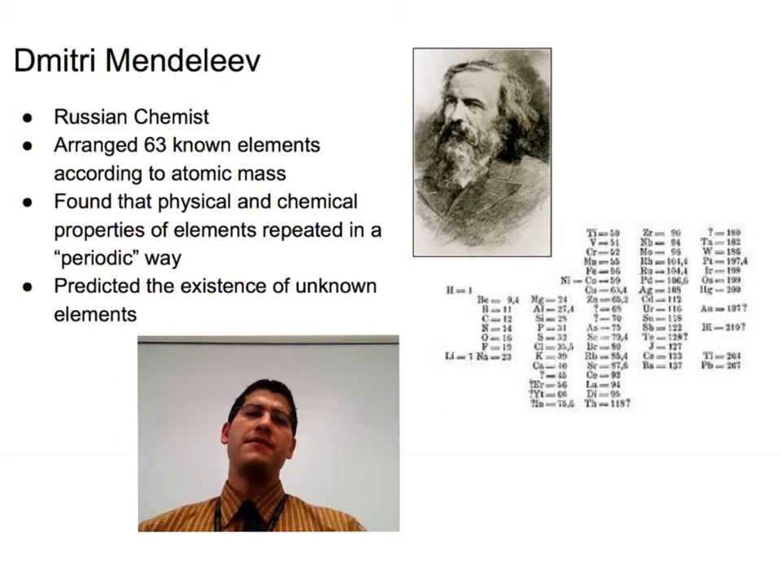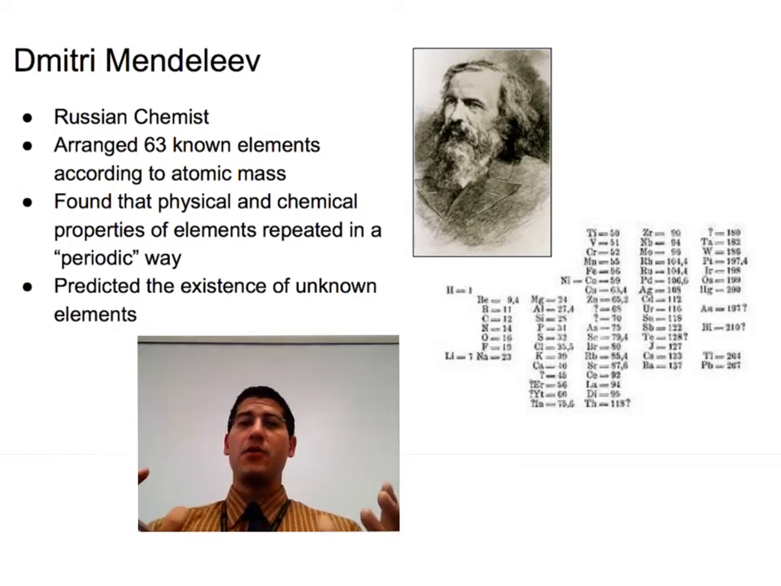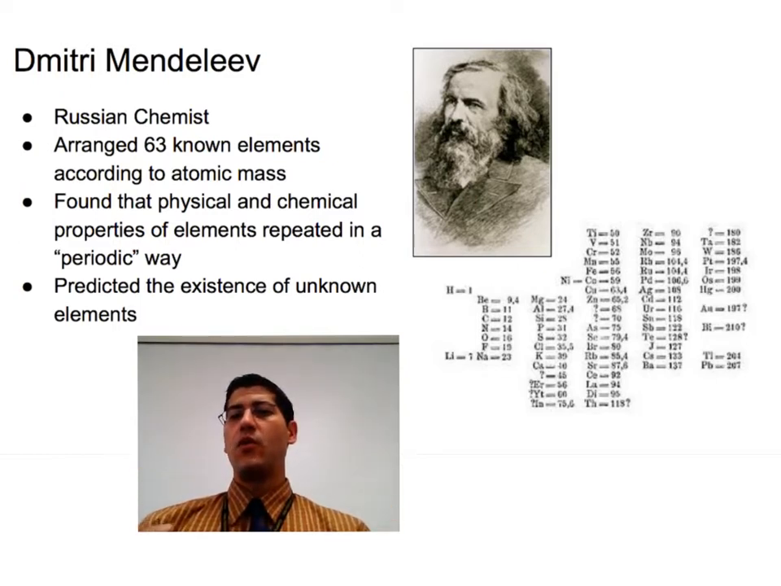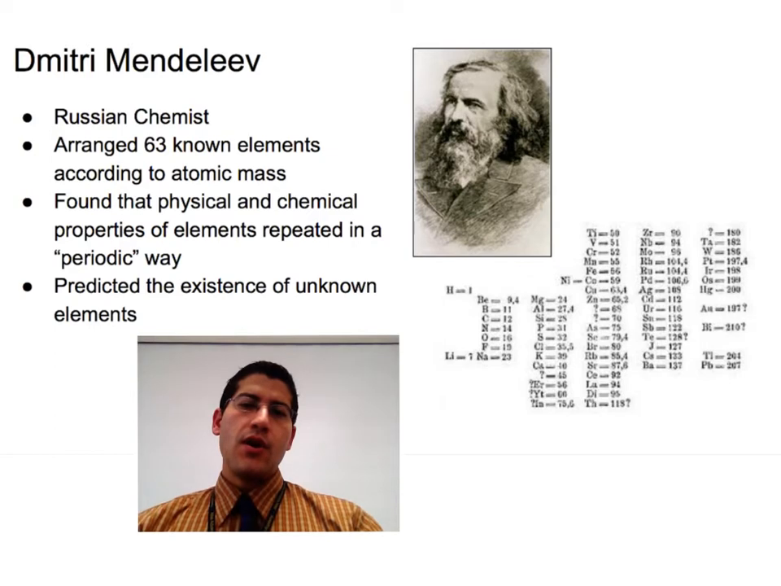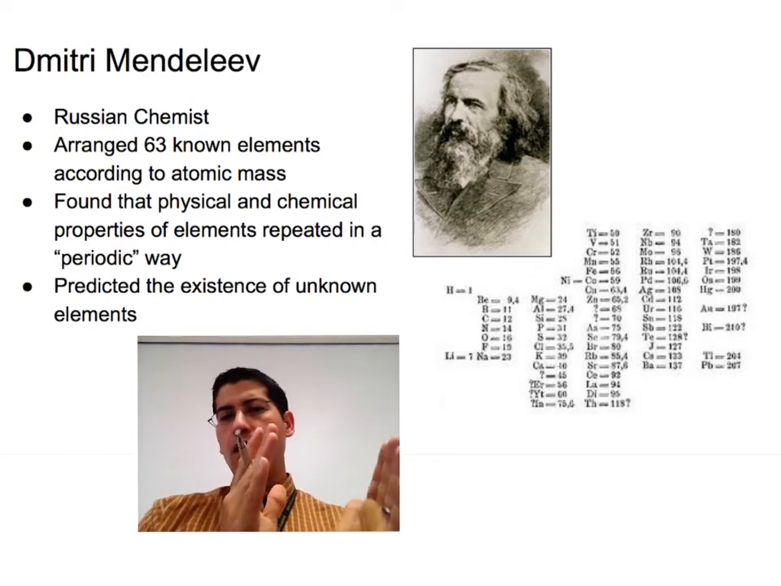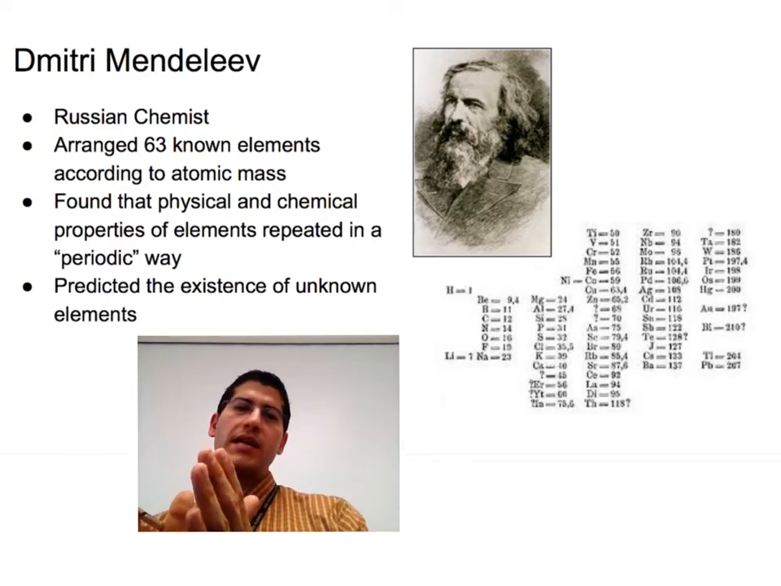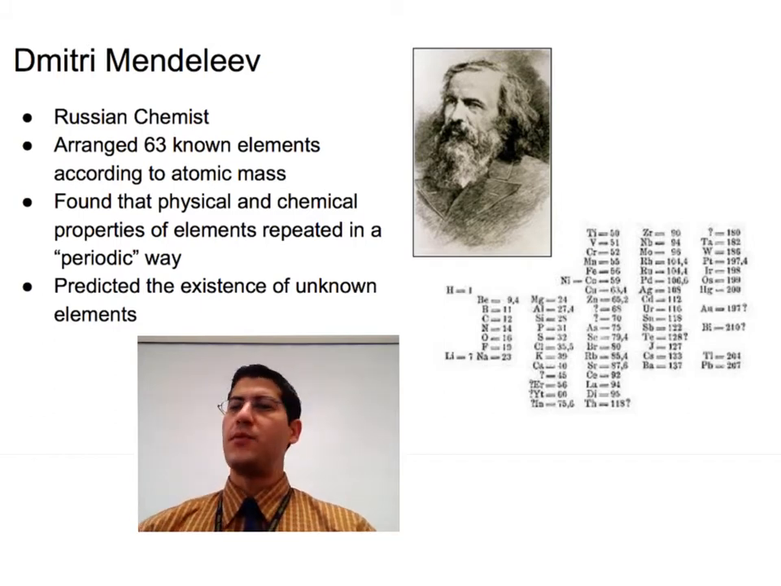Dmitry Mendeleev was a Russian chemist who realized that the physical and chemical properties of elements were related to their atomic mass in a periodic way. In other words, when he lined up the known elements according to their atomic mass, certain patterns began to repeat themselves at regular intervals.